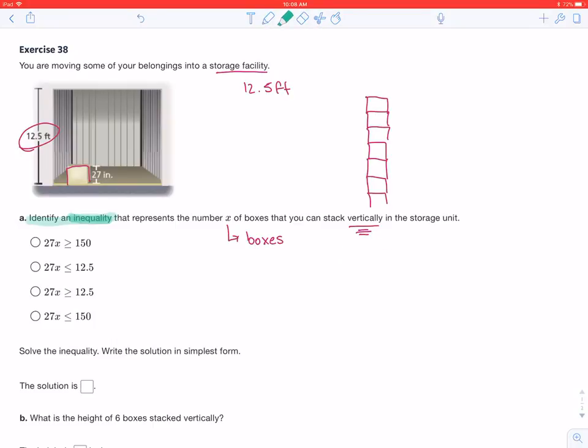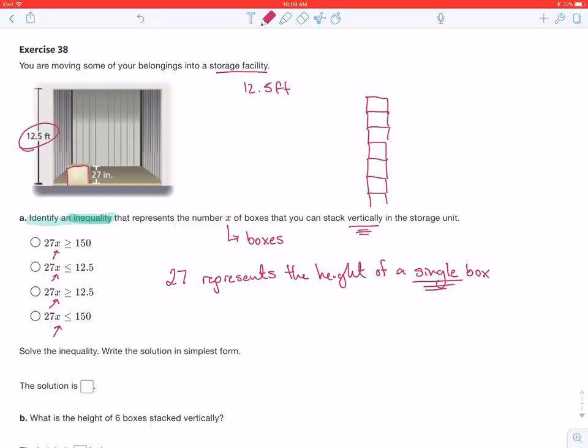And now, looking at our four options here, let's break down those options. They all have a 27x. Well, what does 27 represent? 27 represents the height of a single box. And if 27 represents the height of a single box, why are we multiplying it by x on all of these? We're multiplying all of these by x.